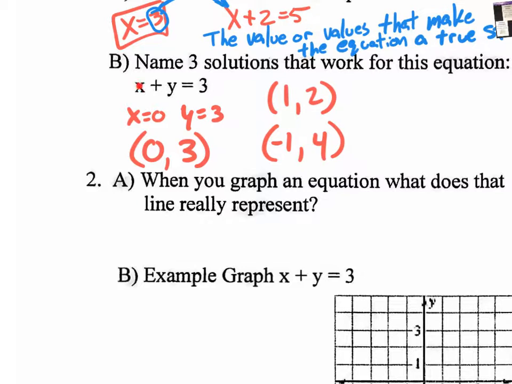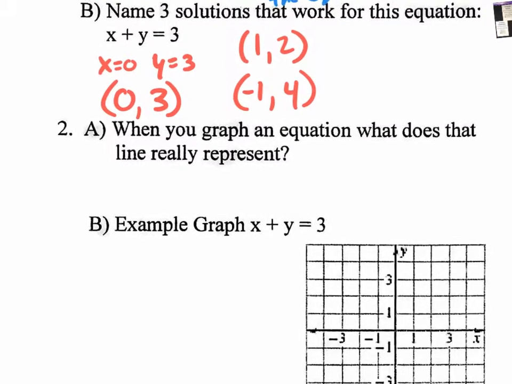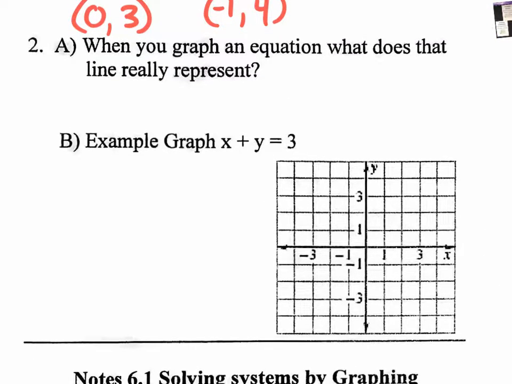0, 3, 1, 2, negative 1, 4. I could have done 8 and negative 5. I could have plugged in 100 and negative 97. So you could just keep going, right? There's an infinite amount of answers. And that's one of the reasons why we graph equations, which kind of leads into the second question here. When you graph an equation, what does that line really represent? When you graph a line, it does have a slope, rise over run. But what does that line actually represent?